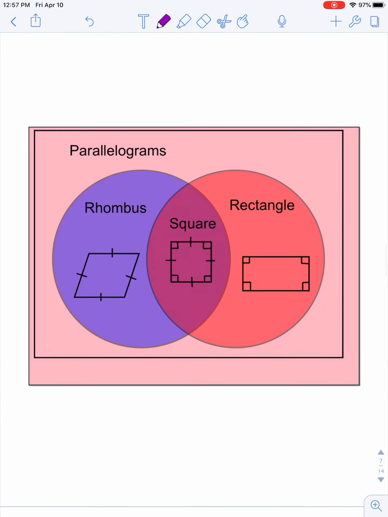So here's kind of a Venn diagram that shows the overlap. You have the four properties of a parallelogram that apply to every parallelogram. All four of those properties are going to apply to all of these. Then each additional special parallelogram has its own special properties that do not apply to all parallelograms.